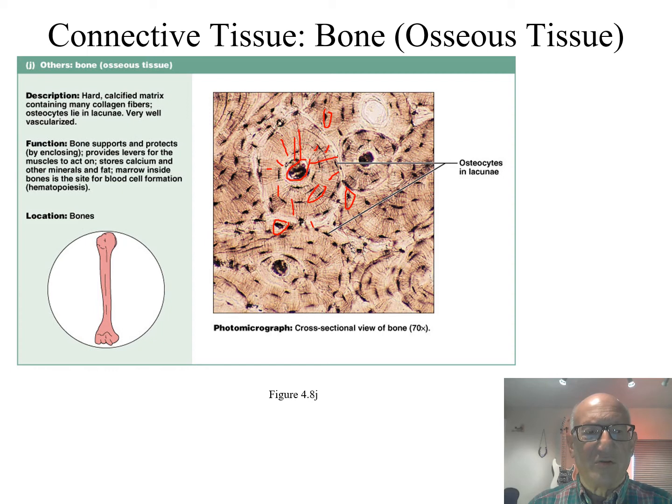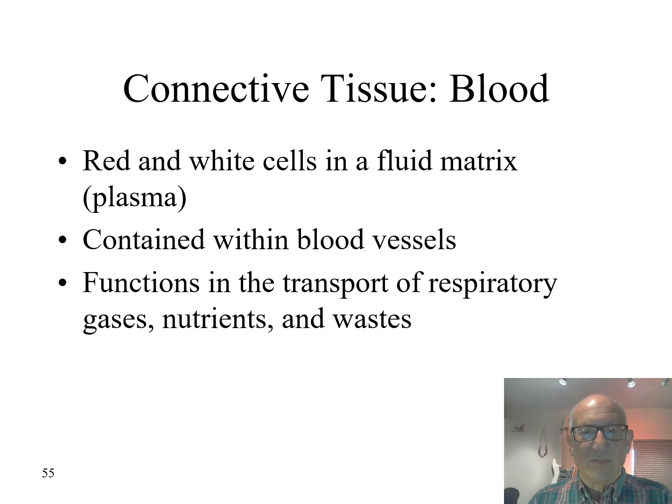And of course, you're looking at all of these slides of tissues in lab also. Last type of connective tissue is blood. I'm not going to study blood in Bio 201 because there's a whole unit on that in Bio 202. The matrix of blood is red and white cells found in a plasma matrix. Blood is totally contained within blood vessels and functions in the transport of respiratory gases, nutrients, and wastes.